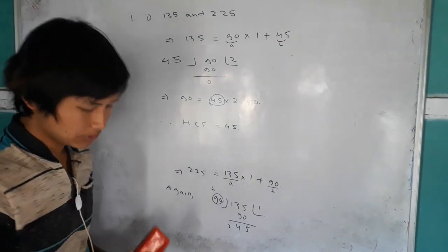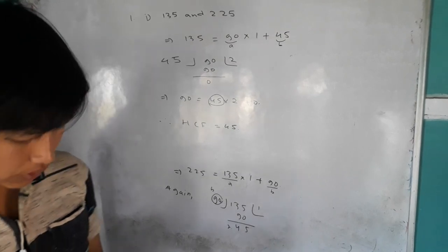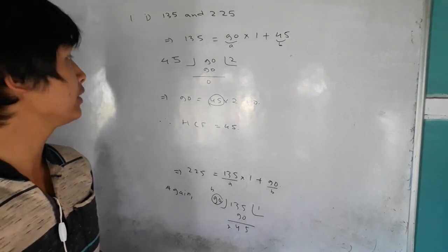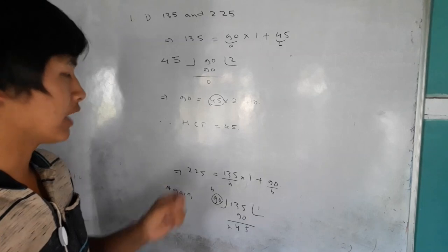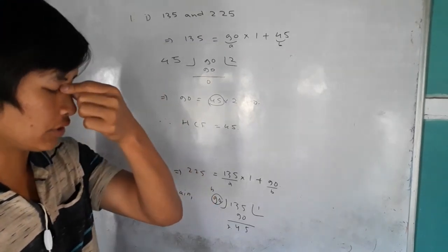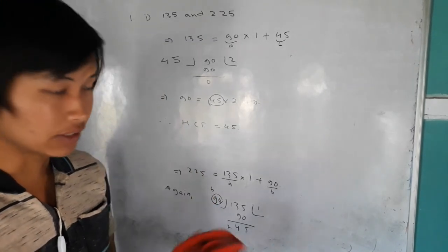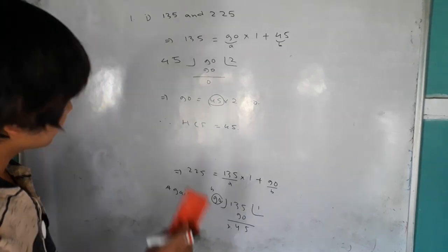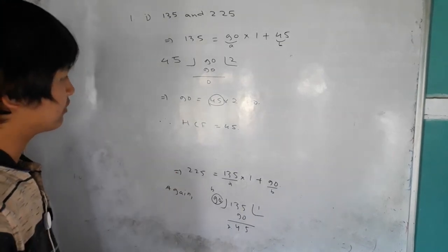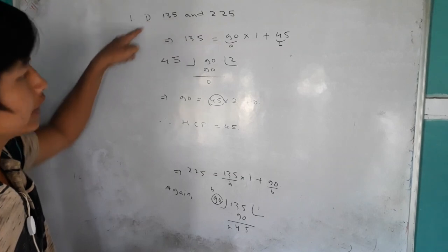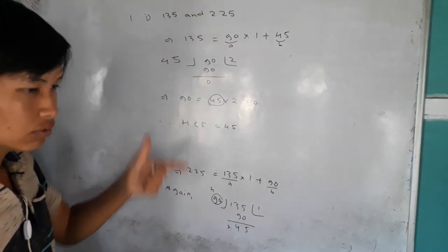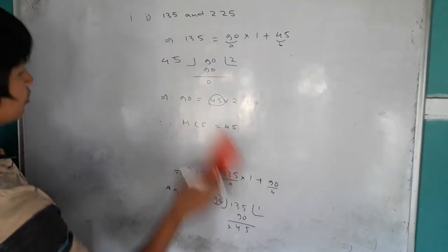Therefore HCF will be 45. Usually Euclid's division lemma is used for finding HCF, the highest common factor. I'll explain later what the meaning of LCM and HCF is and what the differences are. So the answer is 45. Therefore HCF is 45. It is the method you need to know. So number one is done.